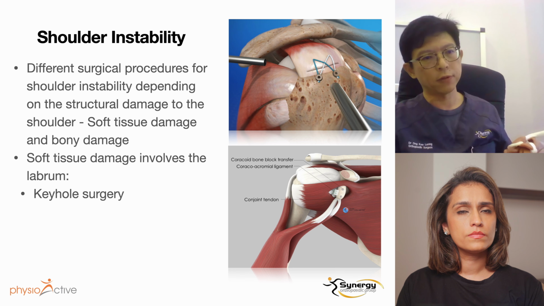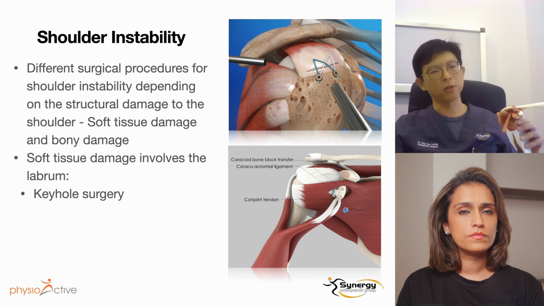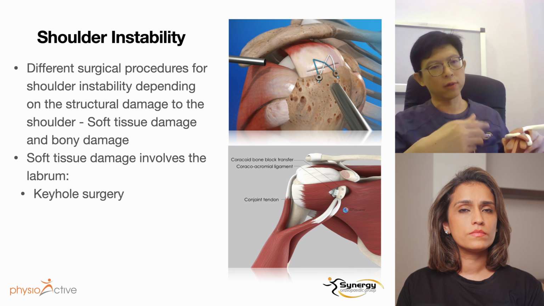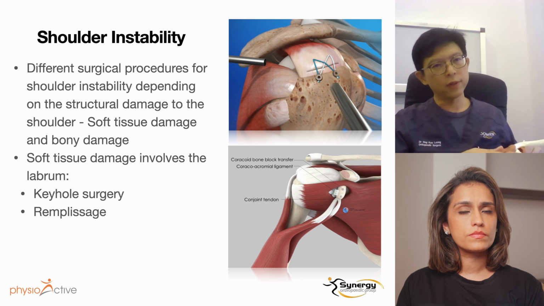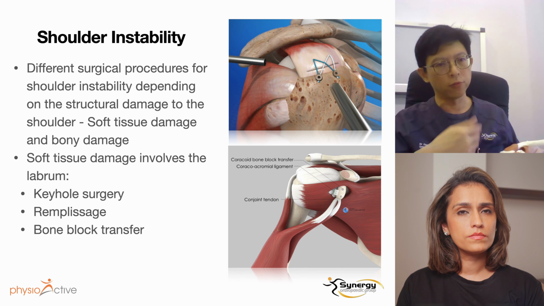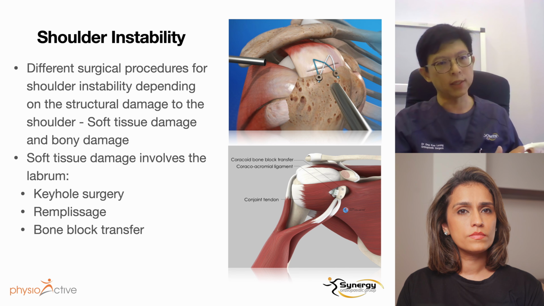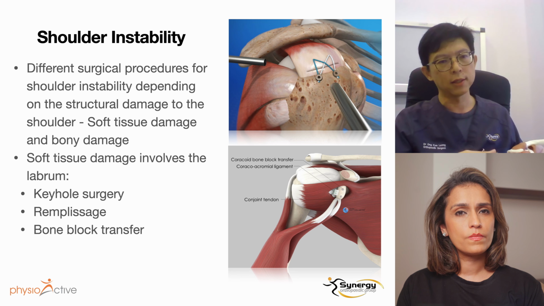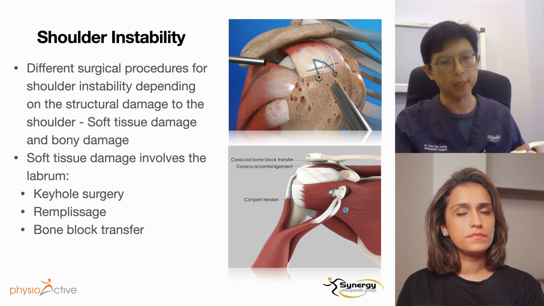Now, there are quite a few types of techniques involved for more complicated conditions that could include things like what we call remplissage. In very, very severe cases, we do a bone block transfer. That would usually be what I do, a Latarjet procedure, which is a more complex surgery for revision surgeries for patients who have had perhaps previous surgeries done arthroscopically to repair that soft tissue structure called the labrum. And unfortunately, he perhaps could have torn it again. And then this time round, we may have to move on to certain more complex surgery because the original soft tissue is unfortunately too poor to be fixed back again.